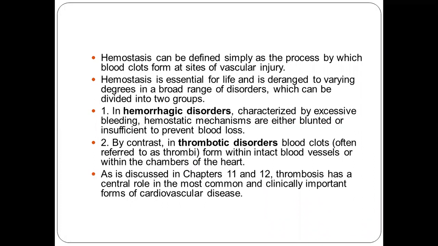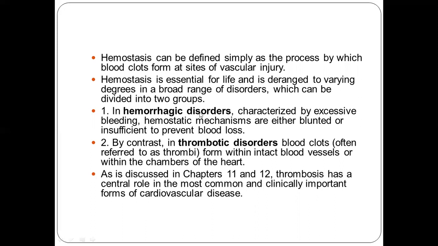Hemostasis can be defined simply as the process by which blood clots form at the site of vascular injury. Hemostasis is essential for life and is deranged to varying degrees in a broad range of disorders, which can be divided into two groups. In hemorrhagic disorders characterized by excessive bleeding, hemostatic mechanisms are either blunted or insufficient to prevent blood loss. By contrast, in thrombotic disorders, blood clots, often referred to as thrombi, form within intact blood vessels or within the chambers of the heart. As discussed in chapters 11 and 12, thrombosis has a central role in the most common and clinically important form of cardiovascular disease.